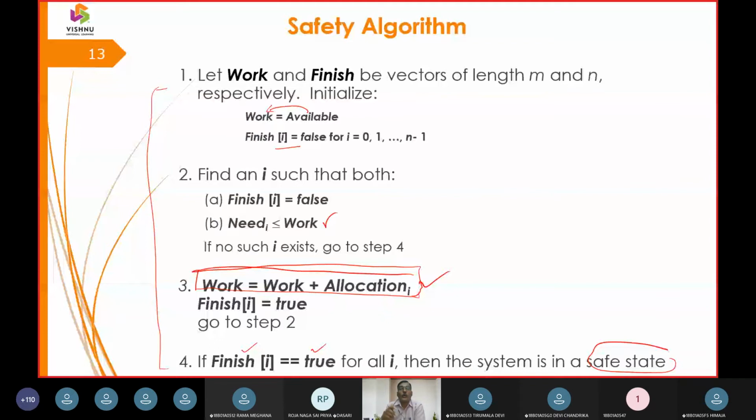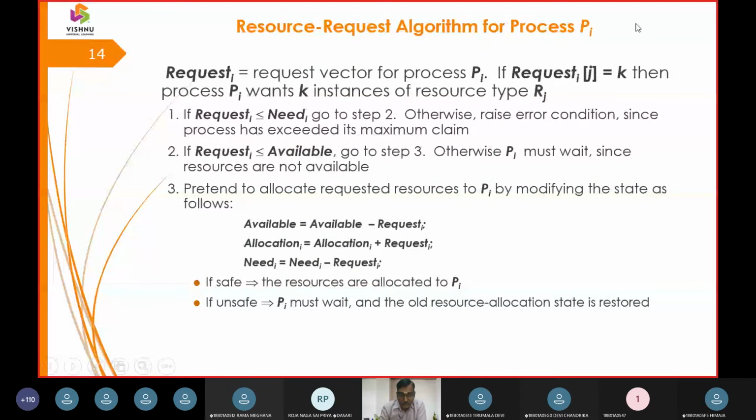So after this algorithm, now we do have the second part of the algorithm, right? That is: availability is equal to availability minus request, allocation is equal to allocation plus request, need is equal to need minus request. So how is this going to be solved?